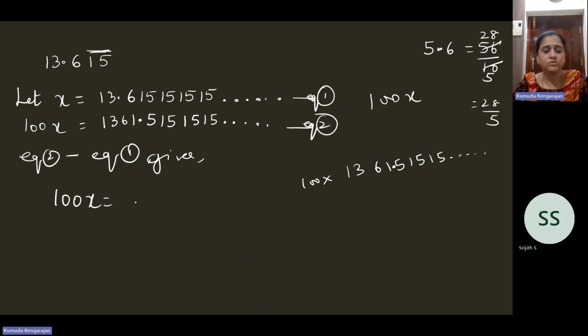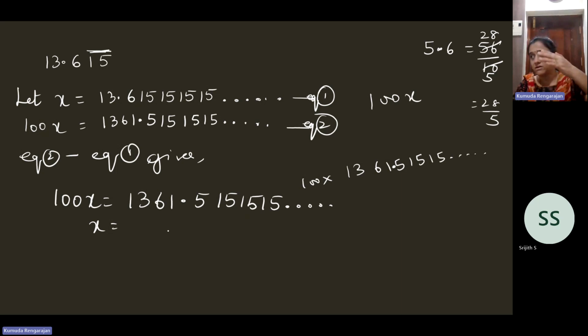100x is equal to 1361.5151515 going on forever. And x is equal to, write it, see, you're dealing with two decimal numbers. Place the numbers carefully. So it's 13.6151515. You can stop. Enough. Below all these digits you have some digits. That's enough, going on forever.